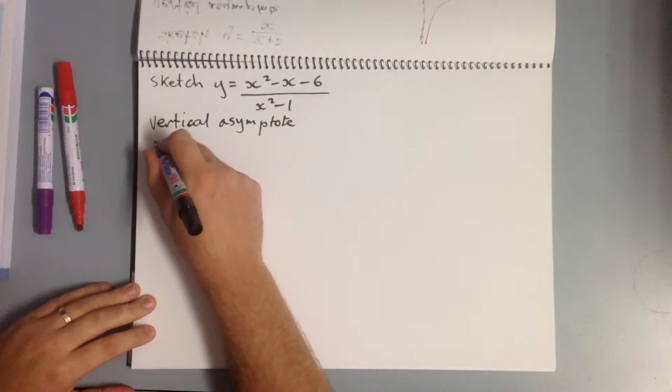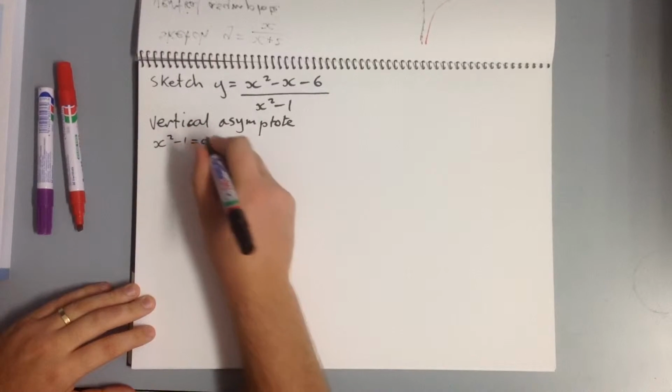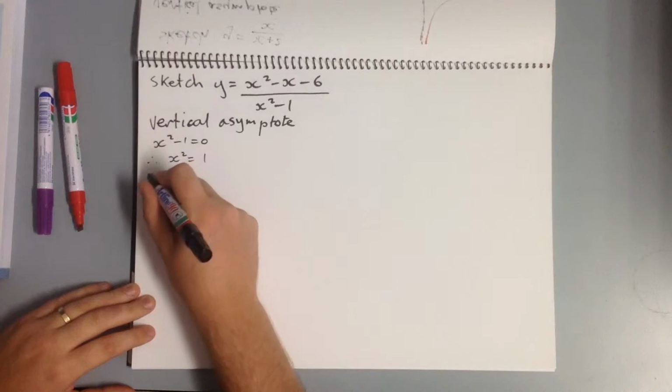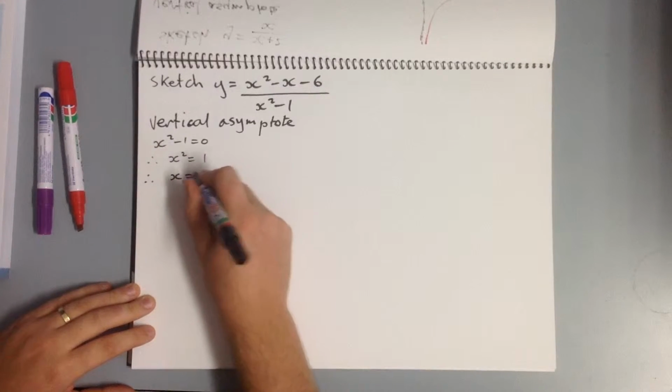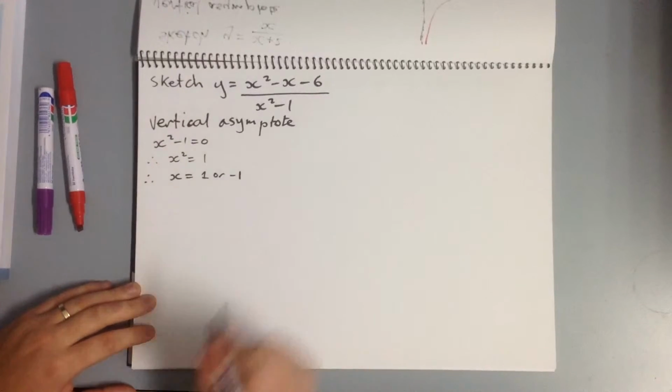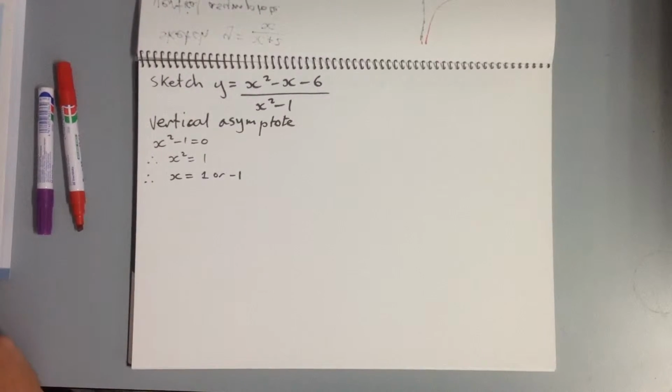is again, remember, when our denominator equals 0. So we say, well, x squared take 1 equals 0. Therefore, x squared equals 1, therefore x equals 1 or minus 1. So we're going to have two vertical asymptotes for that one, which is fine, that doesn't matter at all.